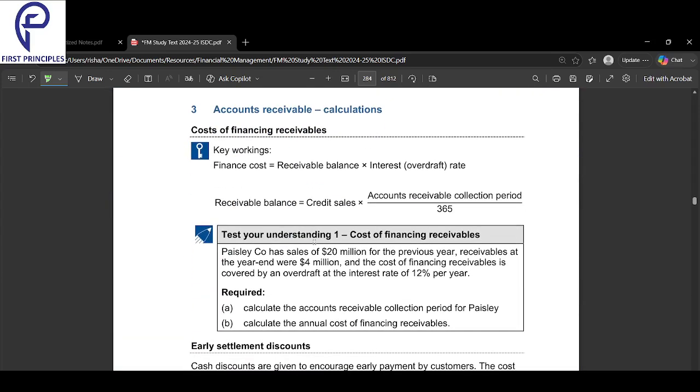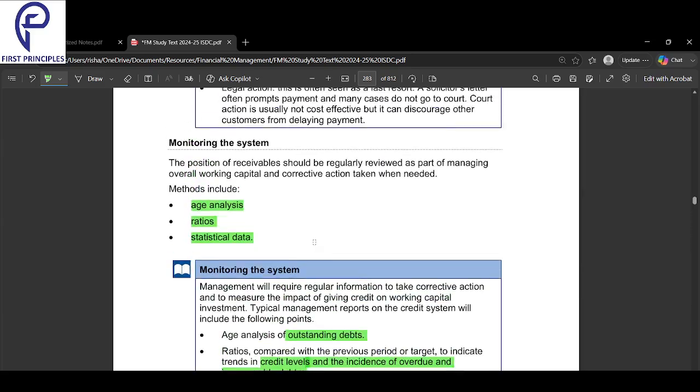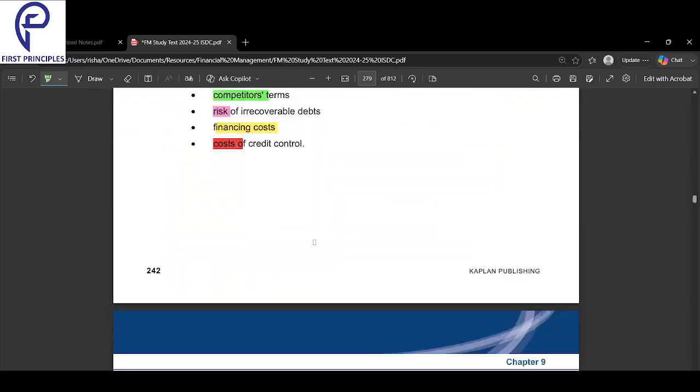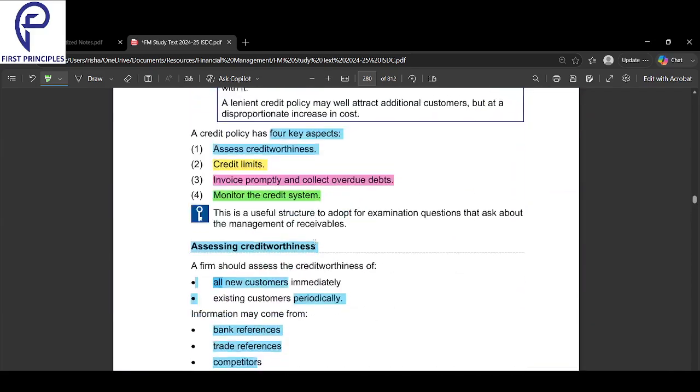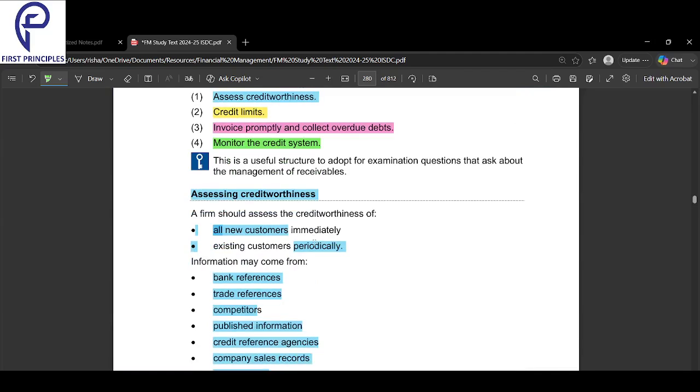Okay, now we have some calculations. Up till now, we have understood credit policy. So let's look into the first two things here. Angeline, how have you understood the first three things?